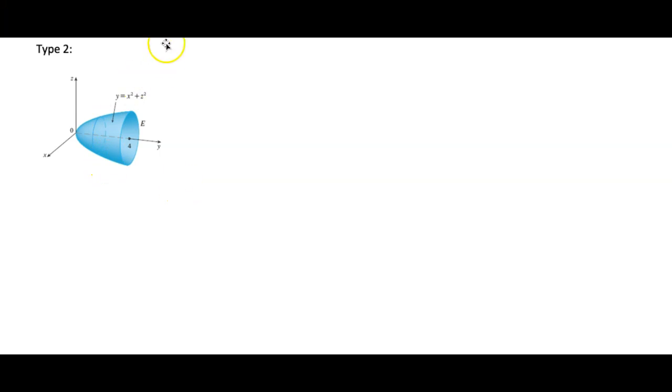So let's try setting this up as a type 2 integral. Remembering that a type 2 integral is an integral in the form where we have this triple integral of something, and in this case that something is going to be x squared plus z squared, dx dA. So x is a function of y and z.